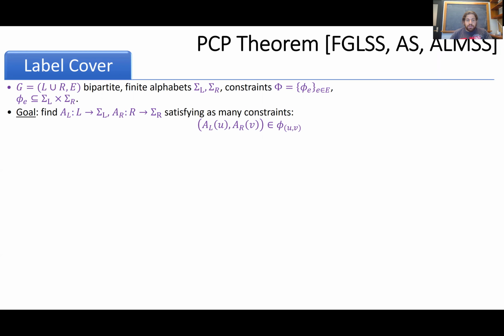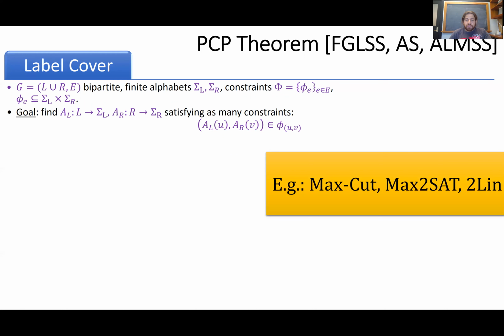An instance of label cover is composed of a bipartite graph G and two finite alphabets, sigma L and sigma R, one for each side of the graph, along with a constraint, one for each edge of the graph. A constraint is simply a collection of tuples of labels that are considered satisfactory, and the goal in the problem is to find labelings of the vertices that satisfy as many of the constraints as possible.